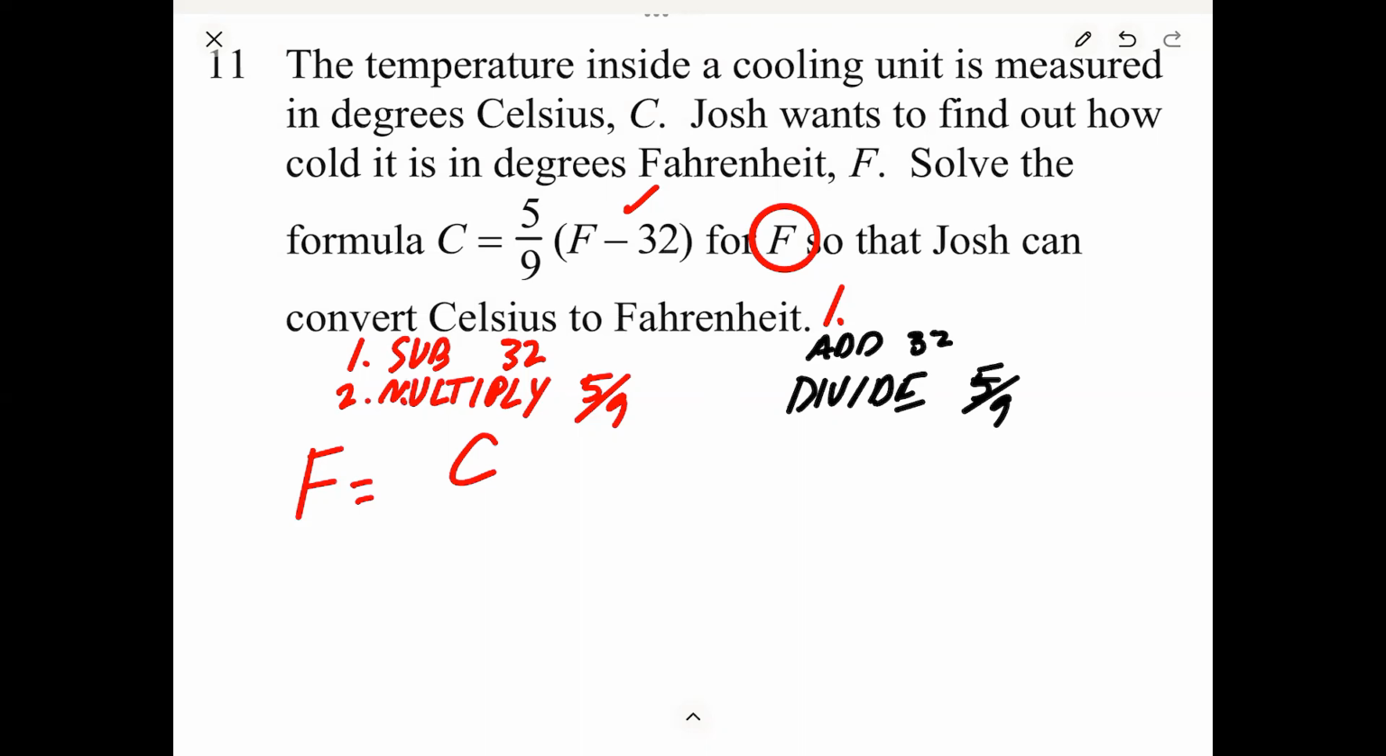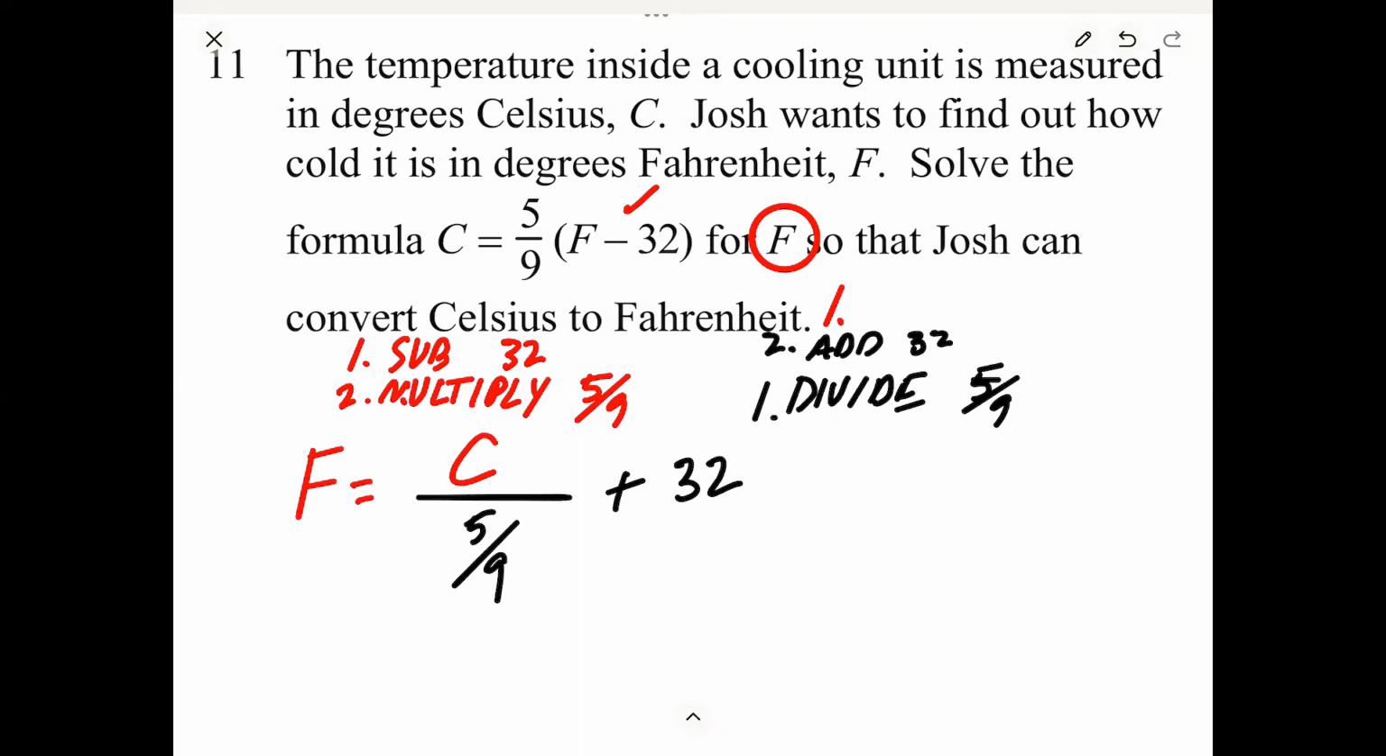And we're going to do the reverse order. So we're going to do this first, and we're going to do this second. So first we're going to divide C by 5/9. That one's done. And now we're just going to add 32. And now we're finished.